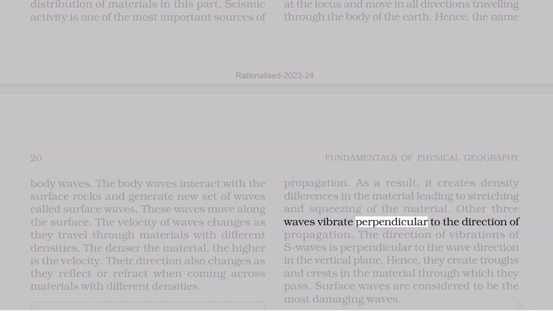The other three waves vibrate perpendicular to the direction of propagation. The direction of vibrations of S waves is perpendicular to the wave direction in the vertical plane. Hence, they create troughs and crests in the material through which they pass. Surface waves are considered to be the most damaging waves.